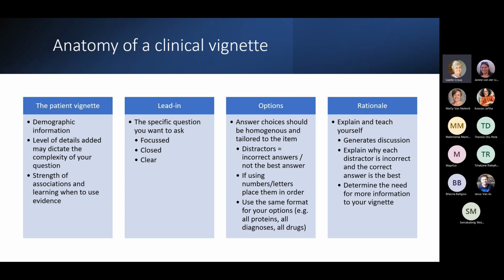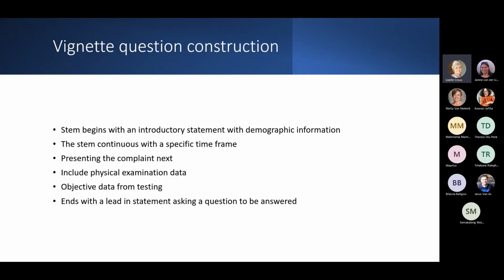Okay, we are going to practice this just now. So let's go on to the vignette construction. The stem is basically your patient demographics, or your patient details, or the patient story. It begins with an introductory statement with demographic information. So it can start with a 22-year-old woman or a 3-year-old child or a male neonate. It then continues with a specific time frame.